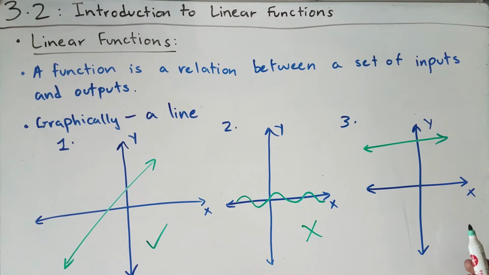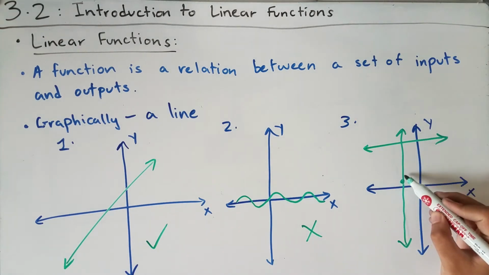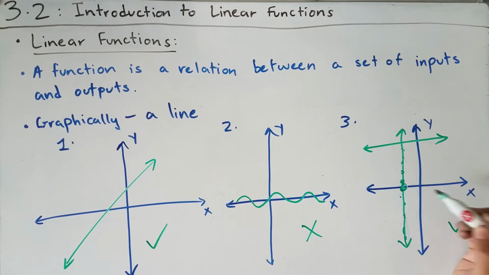In this case, I have a flat line. It doesn't matter if it's a flat line. It's still a function because it's still a line. So this is a function. But not all lines are functions. If you have a vertical line, this wouldn't even classify as a function because this graph has a lot of outputs for only one input value, which is at this point, and it violates the definition of a function.